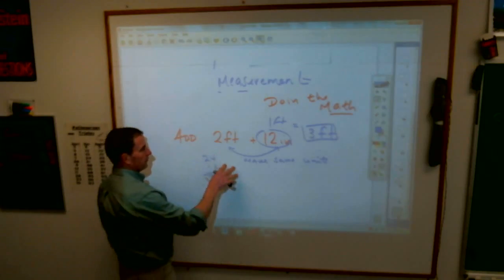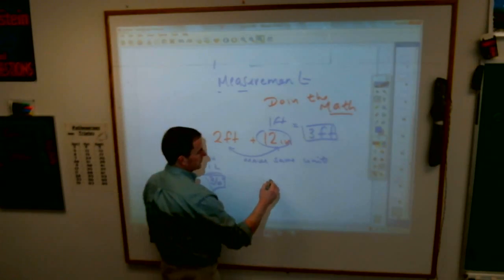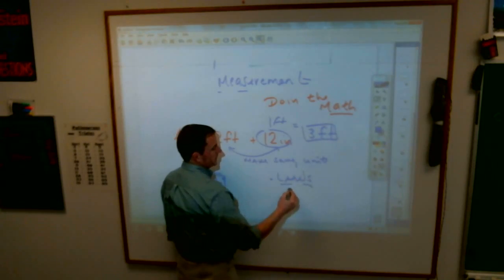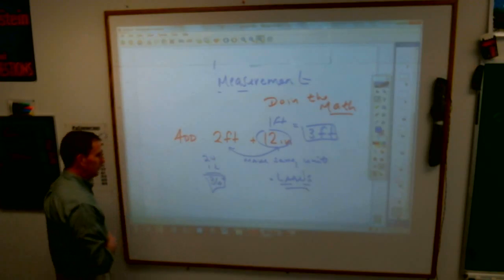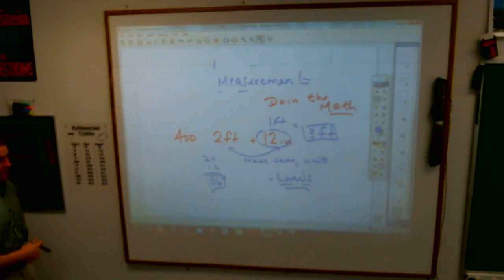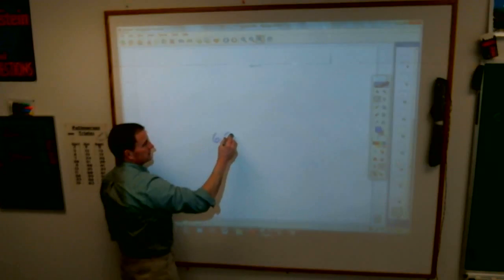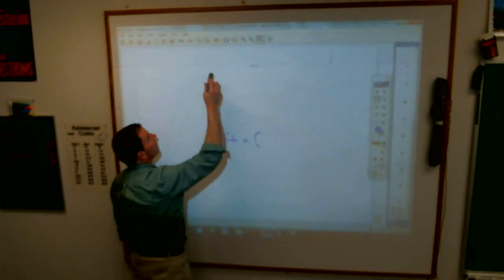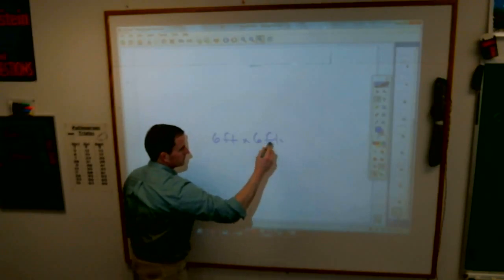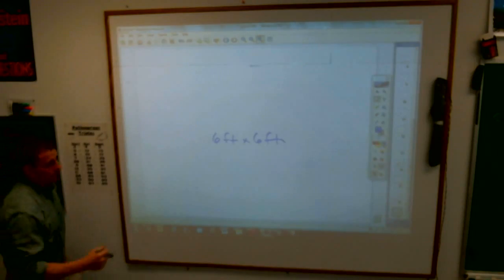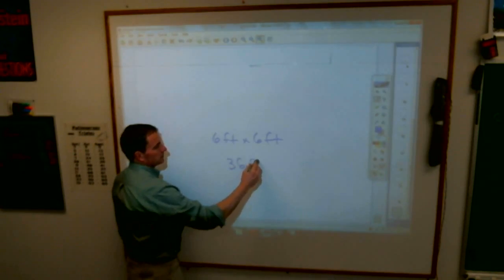The other thing that they go over with this in math is, you have to be careful with labels. Today's lesson in 7th grade math was all about labels on things. For example, if I have 6 feet times 6 feet, what would be the answer to that? Wade? 36 square feet. Yeah, 36 feet squared.